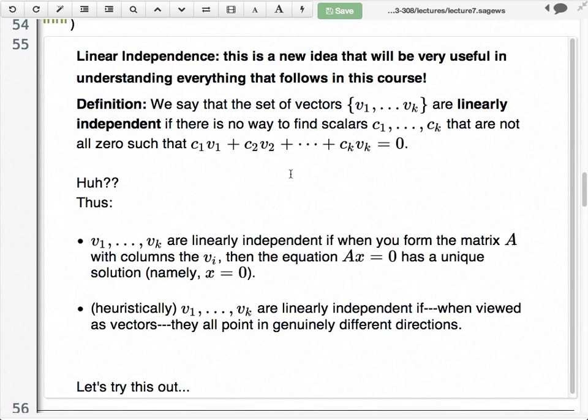And vectors are linearly independent if you can't give any linear dependencies among them. All right, let's do another one. What about v1 equals (1, 2) and v2 equals (3, 4)? Are these linearly independent or not? What do you think?